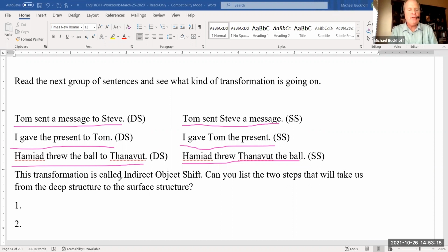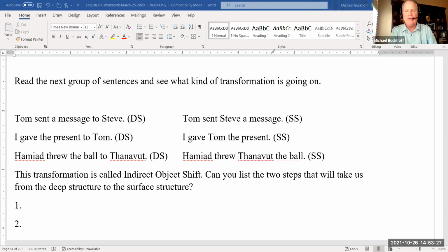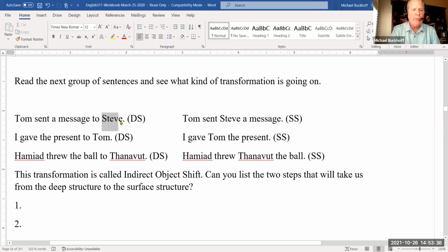Okay, now this is what we call indirect object shift. That's what it is. This one is much easier to understand than passive voice because instead of 3 steps, there's only 2. It's a little easier to get. Okay, so let me ask you. What are the 2 steps that take us from the deep structure to the surface structure? What do we do with the word Steve when we went to the next sentence? What do we do?